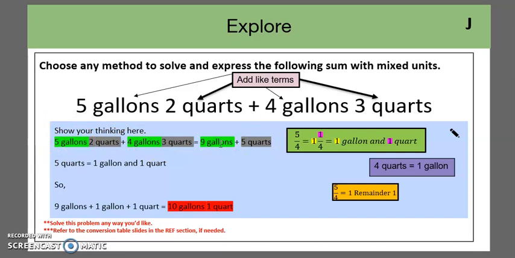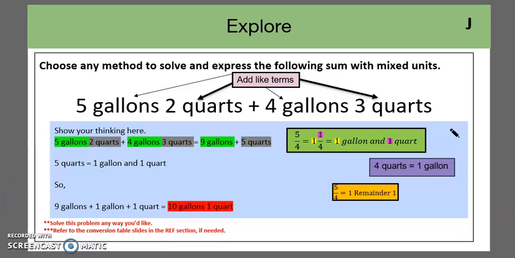And then the last piece is we're going to convert our 5 quarts into gallons. Again, we're going to divide by 4. We see that 4 goes into 5 one time with a remainder of 1, telling us that we have 1 gallon and 1 quart. So we're going to add the 1 gallon and 1 quart to our answer below. We have 9 gallons, and we bring that down. We add that 1 gallon and the 1 quart from the problem we just did, giving us a result of 10 gallons, 1 quart.